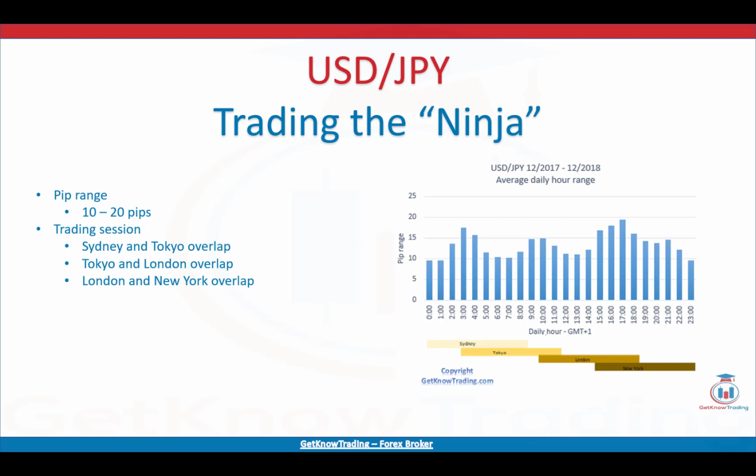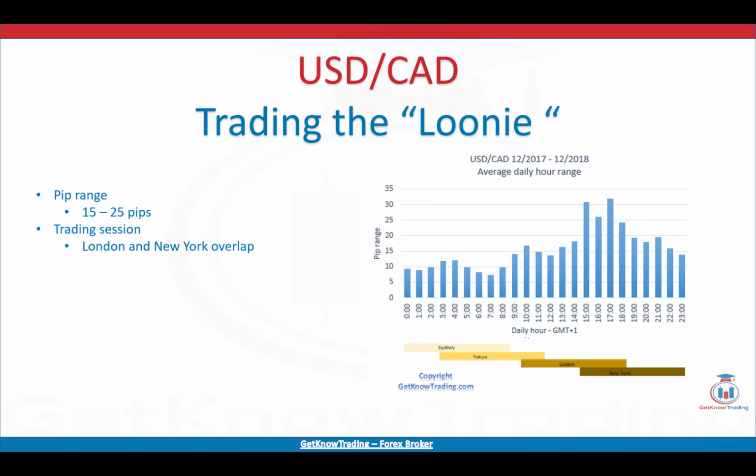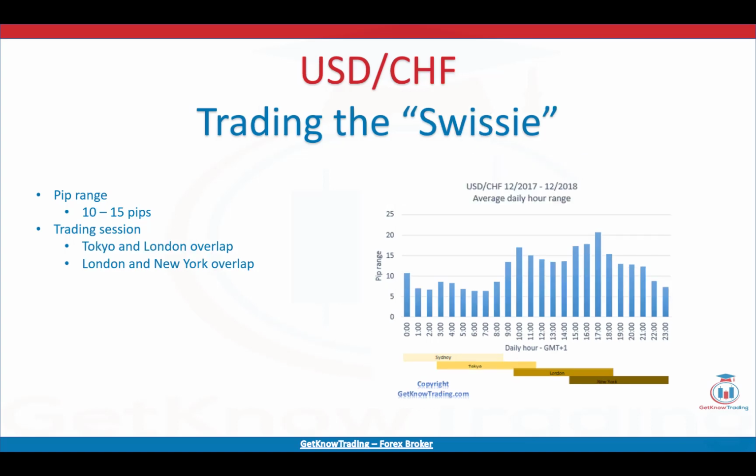Now we have USD and Japanese yen with 10 to 20 pips range, and you can trade it during all trading sessions. The highest pip range is during overlap between trading sessions. Next one is USD and Canadian dollar with 15 to 25 pips range. Because the pair has currencies from the North America, then the pair is traded mostly during New York trading session, which is normal, like I said earlier for Euro and European traders.